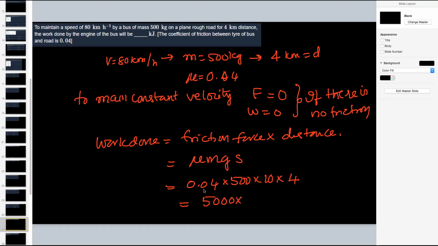5,000 into 0.04 into 4. How much? Is it 1.6 or 0.16? Four into 0.04, yes, 0.16. So you get 800 joule, or this is 0.8 kilojoule. It is asked in kilojoule.